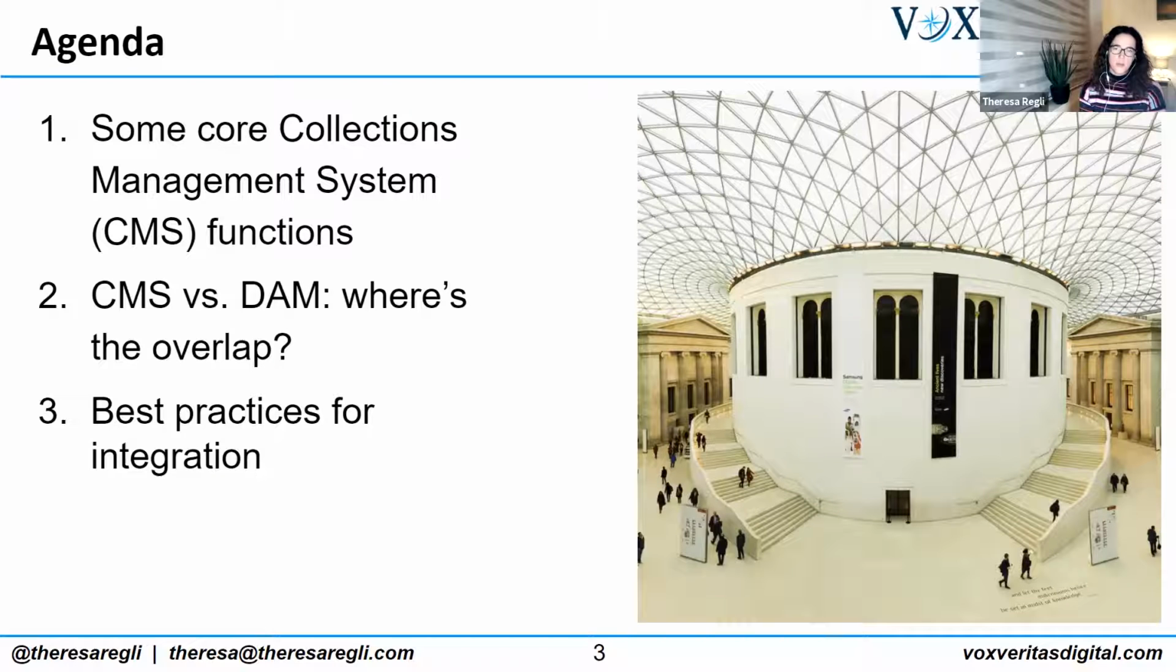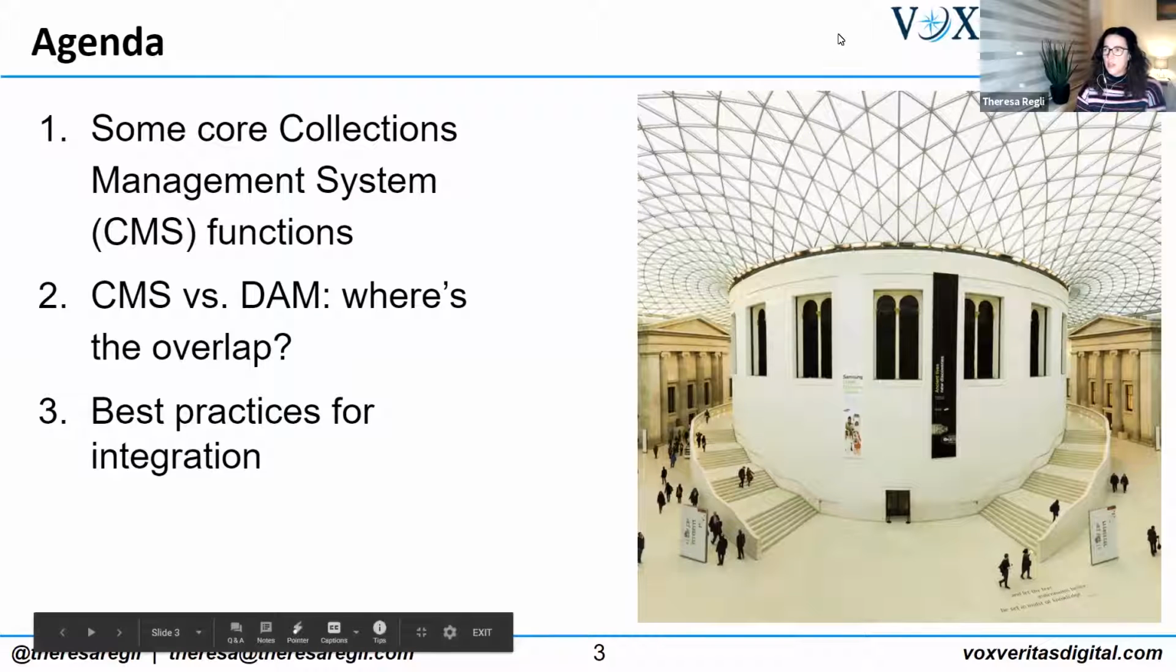So I thought I'd talk about some of the core functions of collections management and how those are really different and unique to what we get in a DAM, and also where there's overlap. And one of the questions might be, do you need both? And if so, what system should do what? And then I will go through some best practices for integration, as I've seen over the years working with a number of museums. And here we have the atrium of the British Museum, beautiful ceiling when you walk in.